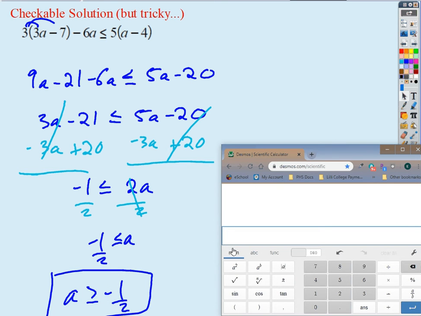So we've got our left expression, 3 times the quantity 3a minus 7 minus 6a. And then the right expression is 5 times the quantity a minus 4. Let's go back and exchange the a's for negative 1/2. And we've got to put those in parentheses, right? Okay, so we get negative 45/2 on the left side. How about the right side?